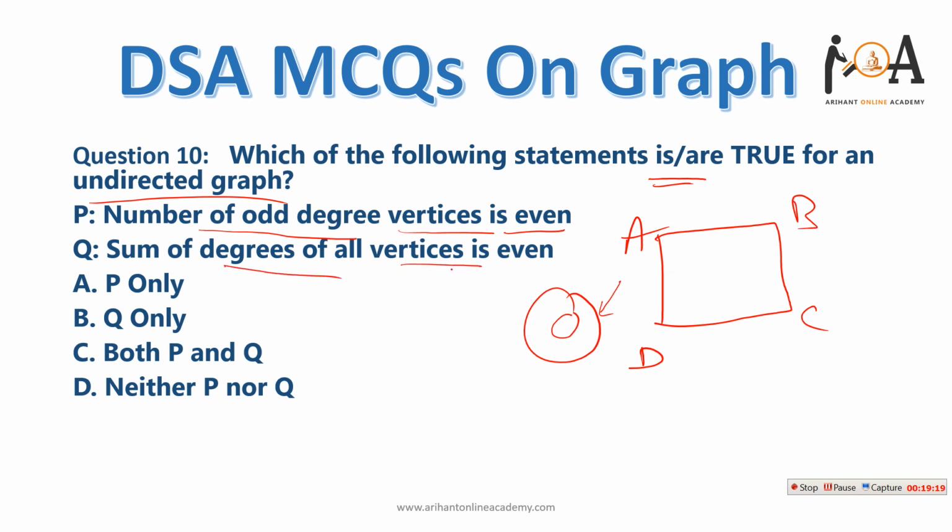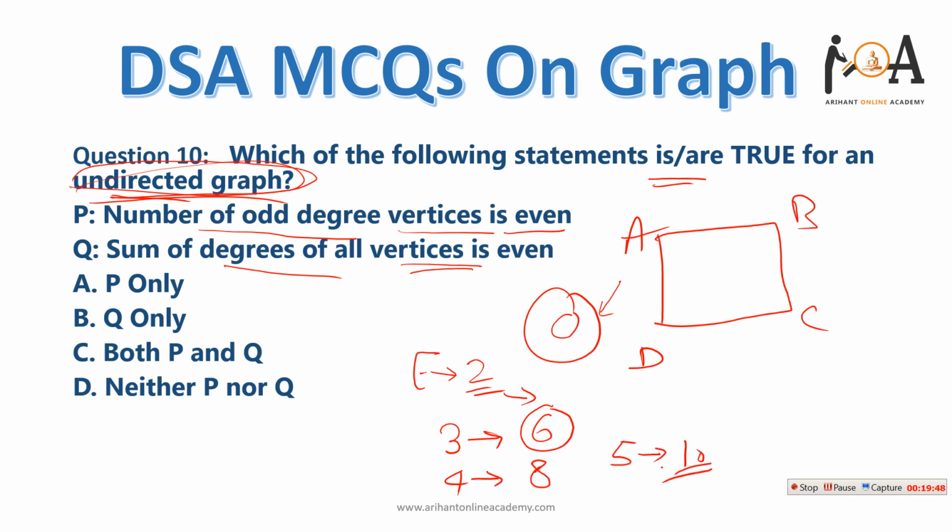And sum of degrees of all vertices is even. It is also true, because in an undirected graph, each edge contributes 2 to the sum of degrees. So if your graph consists of 3 edges, then the sum of degrees would be 6. Why? Because it is an undirected graph. If your graph has 4 edges, then it would be 8. If your graph has 5 edges, it would be 10. Why? Because your graph is undirected. That is why the sum of degrees of all vertices would be even, as well as the number of odd degree vertices would be even. Both statements are true in terms of an undirected graph. So option C is the correct answer.